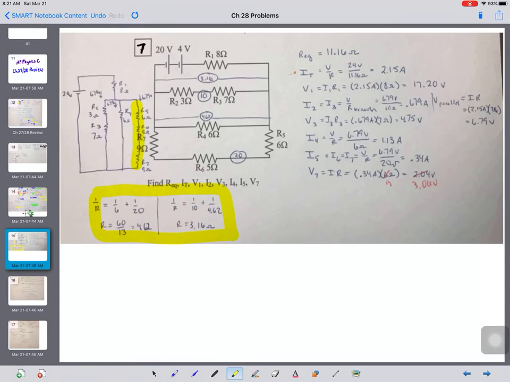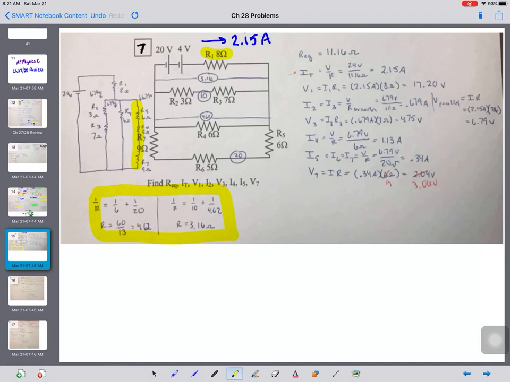And once you've got the 3.16 ohms, that's in series with the 8, and so they add together. And so it's going to be 11.18 ohms. For I total, that's going to be Ohm's law, EMF over R, 24 volts over 11.16 ohms to give you 2.15 amps. That 2.15 amps will pass in its entirety through R1, but then it'll split through everything else.